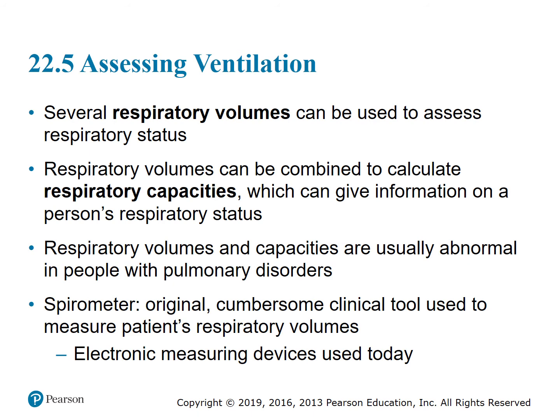Section 22.5, assessing ventilation. Several respiratory volumes can be used to assess respiratory status. Respiratory volumes can be combined to calculate respiratory capacities, which can give information on a person's respiratory status. Respiratory volumes and capacities are usually abnormal in people with pulmonary disorders. The spirometer is the original, cumbersome clinical tool used to measure patients' respiratory volumes. However, electronic measuring devices are used today.